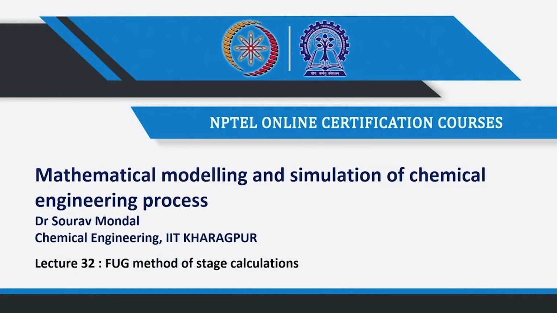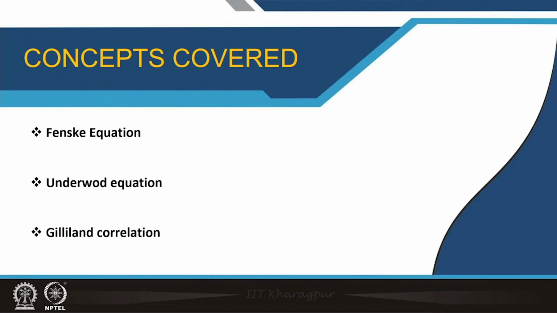Hello everyone, in this lecture we are going to talk about the shortcut or approximate method of calculating the number of stages and the optimum reflux ratio in this process. This is based on three persons: the Fenske, Underwood and Gilliland equation. The Fenske equation talks about the minimum number of stages. The Underwood equation talks about the minimum reflux condition, and using these together you have the Gilliland correlation, which helps you determine, for the given number of stages or given reflux ratio, what would be the reflux amount or the number of stages.